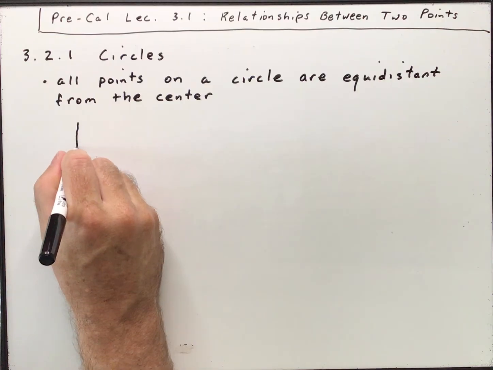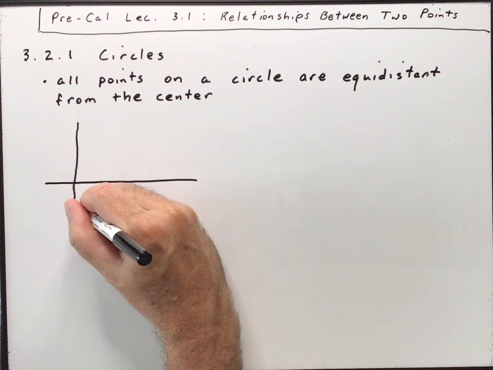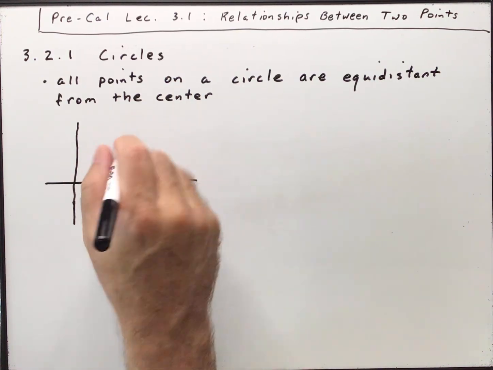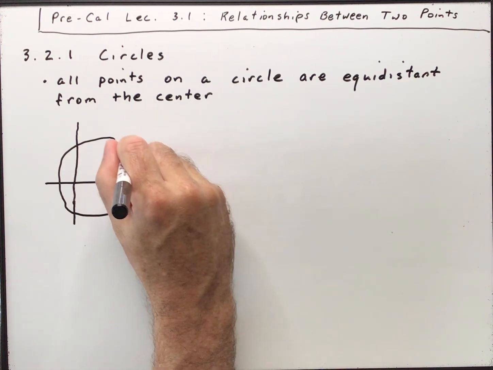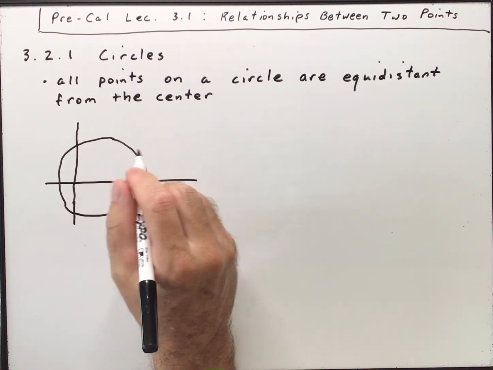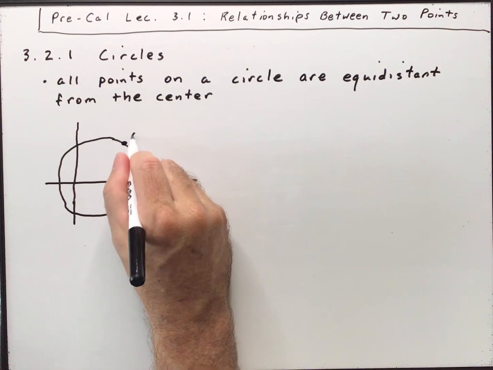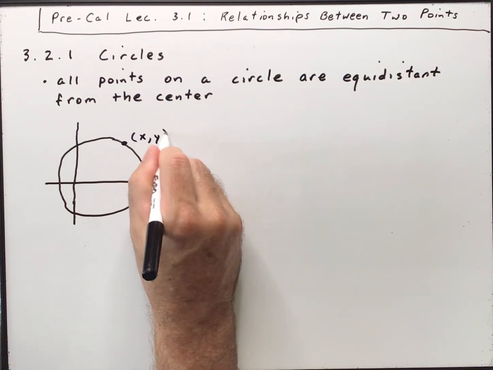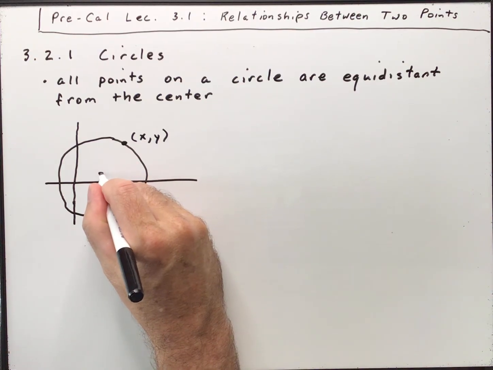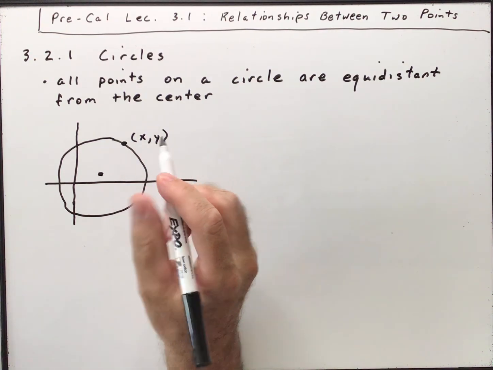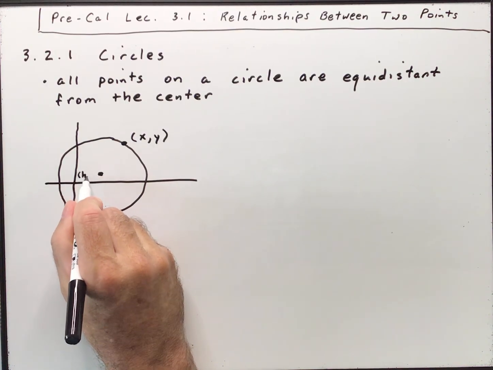Okay, so let's do an XY coordinate plane again. And we will draw ourselves a circle. All right, it's not a very good one, but that's okay. So we're going to mark a point on the circle, XY. All right, and then I'm going to have a center of the circle right there. We're going to call that HK.